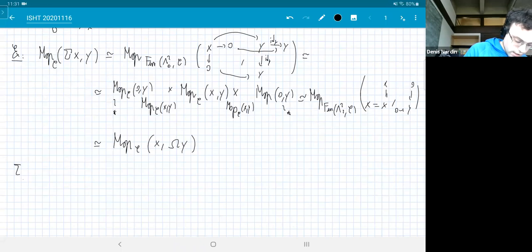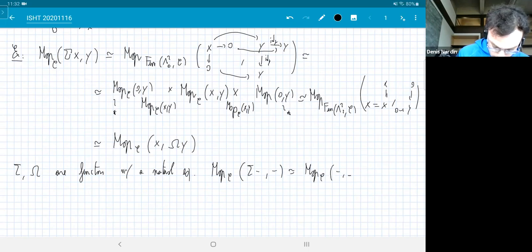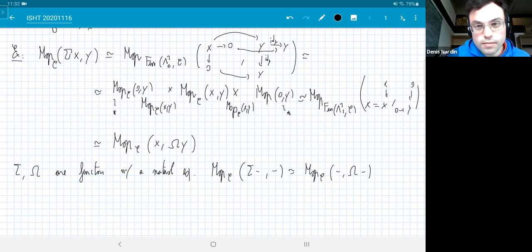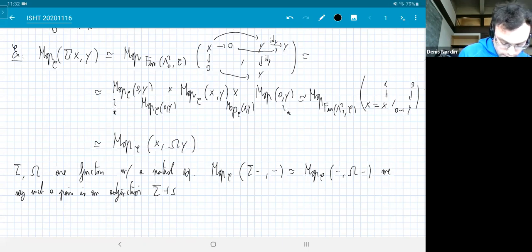And so sigma and omega are functors with a natural equivalence like this. And we say such a pair is an adjunction. And we write sigma is left adjoint to omega.